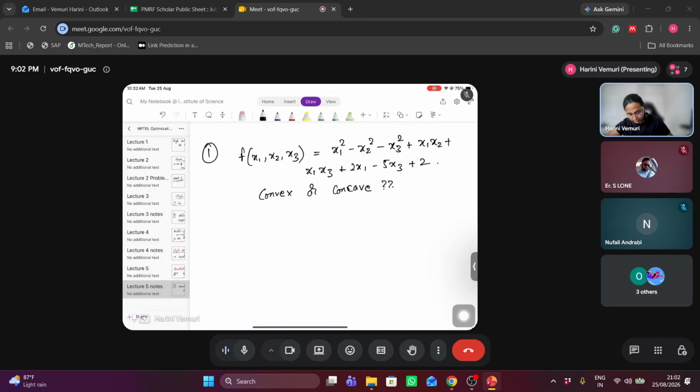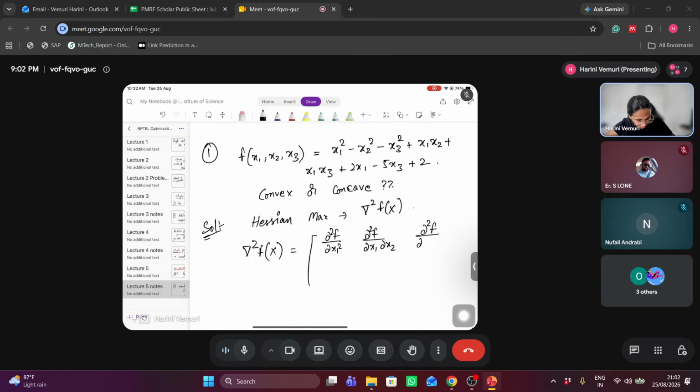Okay. So, like I said, we will be developing the Hessian matrix first for this. So, what is the Hessian matrix? It is a double differentiation, right? When we have two variables, it's a 2 by 2 matrix. When we have three variables, it's a 3 by 3 matrix. So, that is dou square f by dou x1 square, dou square f by dou x1. Next, we will again differentiate with respect to x2. The third term will be dou square f by dou x1 dou x3.